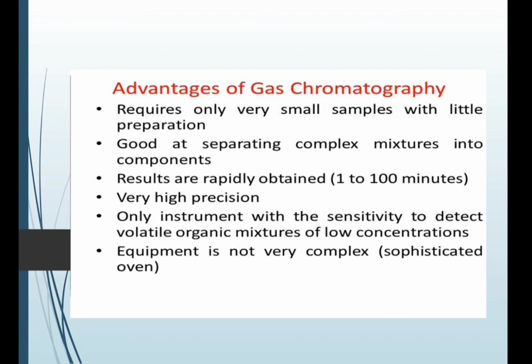Then the gas chromatography instrument gives precise results, and it has the sensitivity to detect volatile organic mixtures of low concentration. So this is a use of gas chromatography, that we can separate out the volatile components or the low boiling point compounds with low concentrations on the GC. And this equipment is not very complex, but the oven is sophisticated. So this is all about gas chromatography.